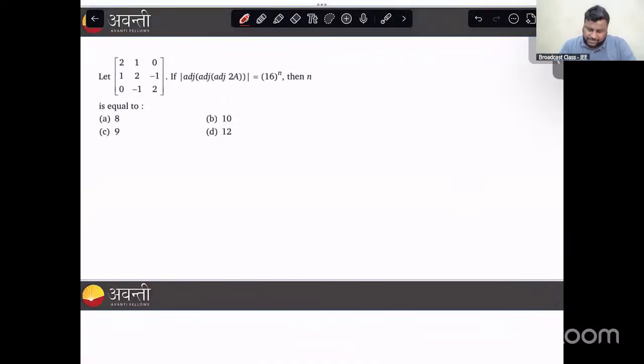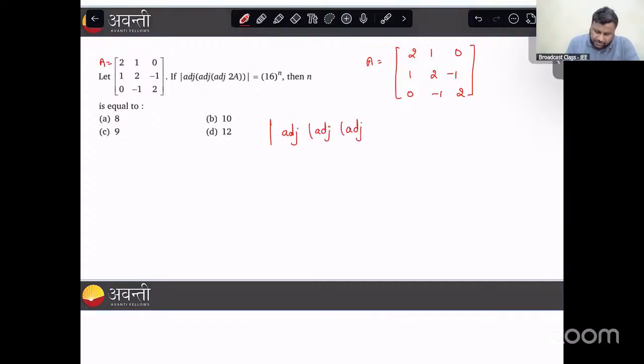Now see this question. Let this be matrix A, certainly. That matrix A is this. So A is 2, 1, 0, 1, 2, minus 1, 0, minus 1, 2. They are asking for the determinant of adjoint of adjoint of adjoint of 2A.